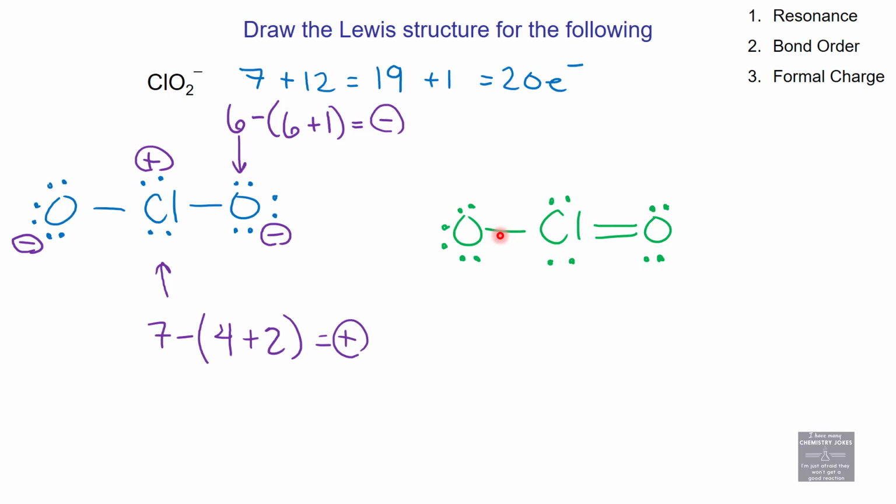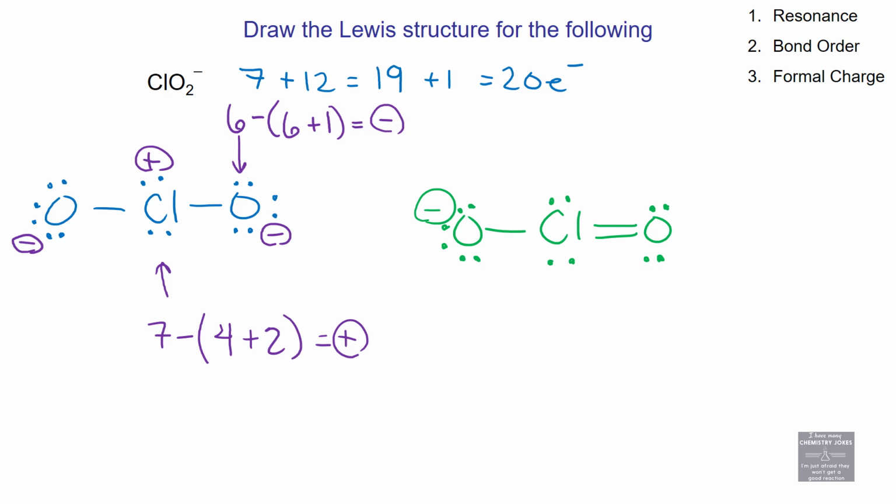Oxygen cannot have more than 8, never, ever. But chlorine can because he's period 3 and beyond. Okay. So 2, 4, 6, 8, 10, 12, 14, 16, 18, 20. Yeah, we still have 20 electrons. This is a legit Lewis structure, this green one. But it's incomplete because we need formal charges.